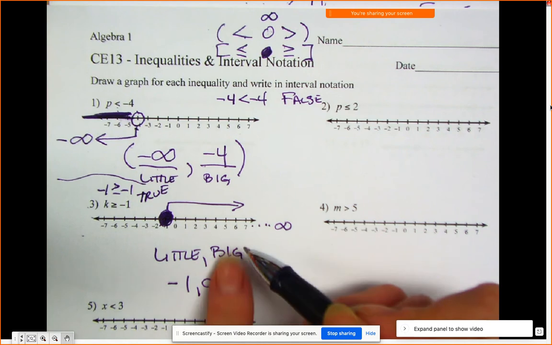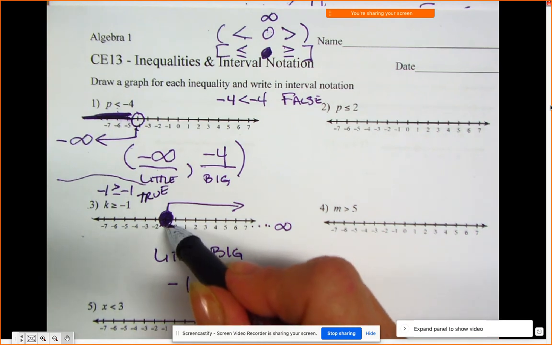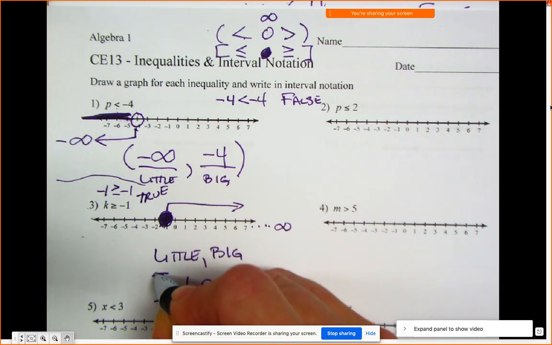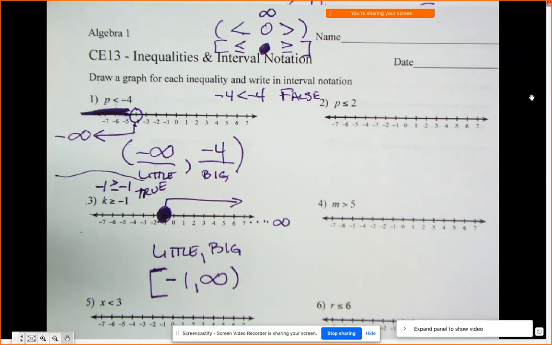Now I just have to look at -1. It's solid. It's filled in. In interval notation, I get to include it. I think of this bracket as an equal sign. You can almost see it. It's separated, but I think of it as an equal sign. That's interval notation.